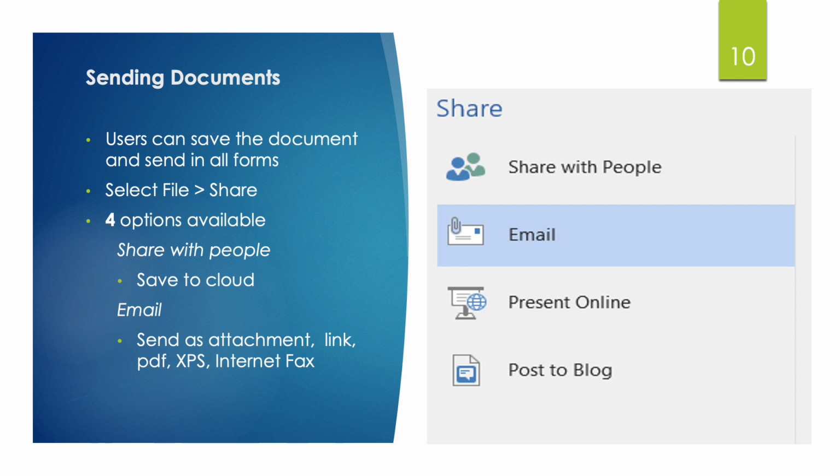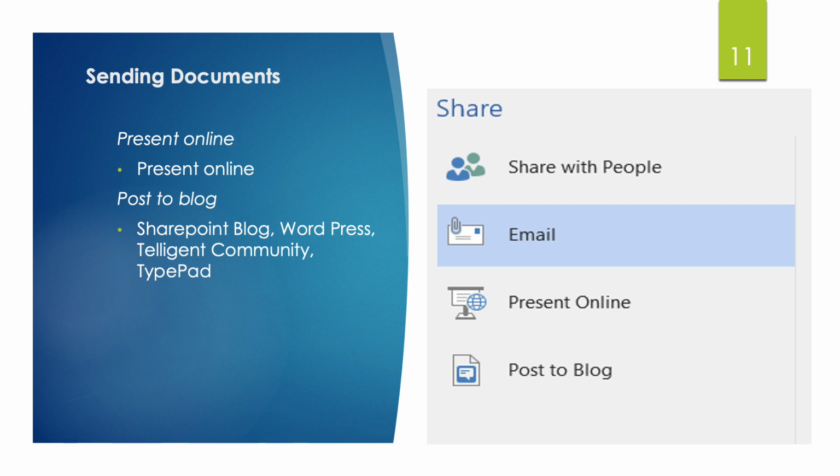So sending document. Users can save the document and send in many forms. So there are 4 options available. You can click on File and Share, and you would see these options available. You can share with people where you save it to the cloud. You can email it to people, where it is sent as attachment, link, PDF, XPS, and so on. You can also present it online, and you can post to blog, where it allows you to share it on SharePoint blog, WordPress, TypePad, and so on.